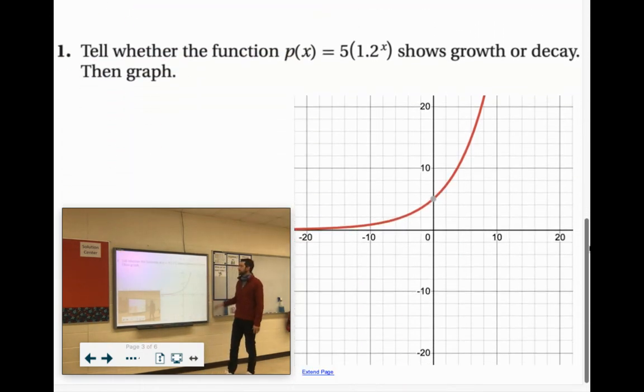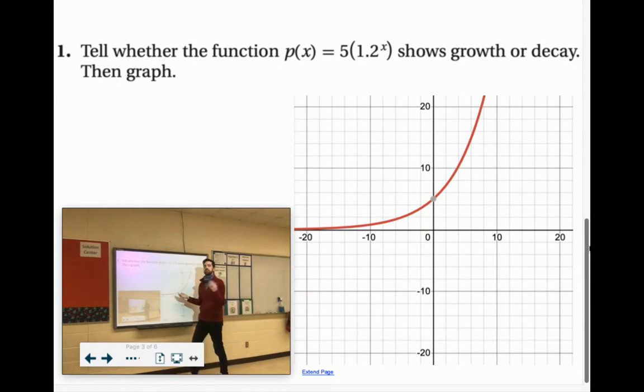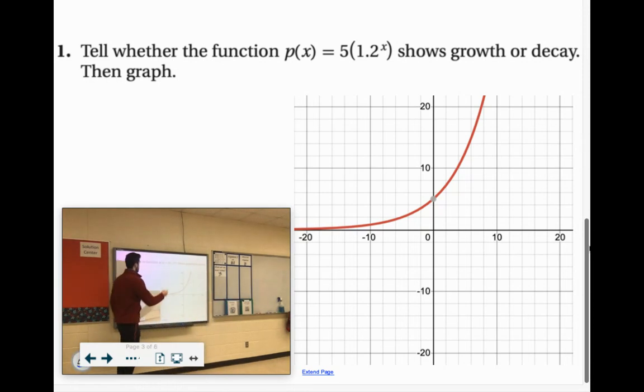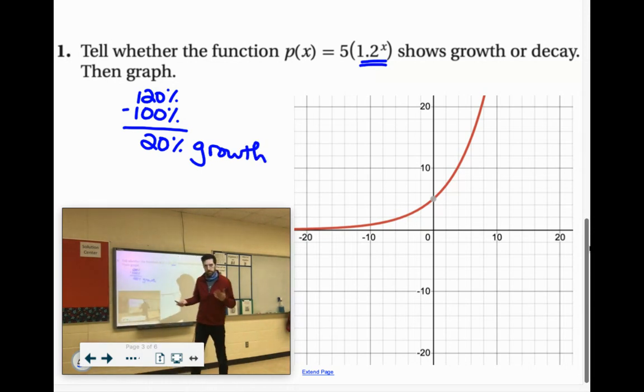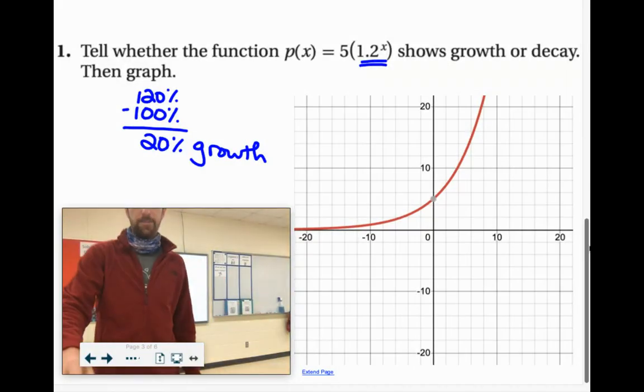So if you look at this last one, this is the one I was going to have you try. Tell whether the function p of x equals 5 times 1.2 to the x shows growth or decay, then graph. Here's the graph for it, which obviously shows growth because it's shooting way up there. But if I said what was the growth factor, 1.2 is like 120%. If we subtract 100% off of that, we're left with 20% growth. Now again, it's not even asking us that yet. It's going to, but I knew you guys are so smart that it shouldn't even be a problem. You've got this.